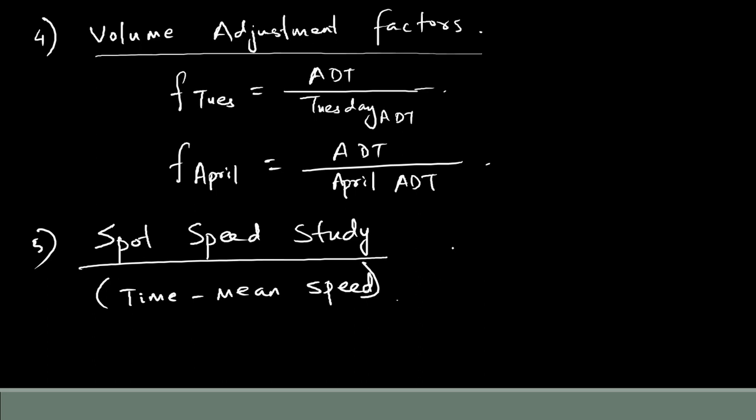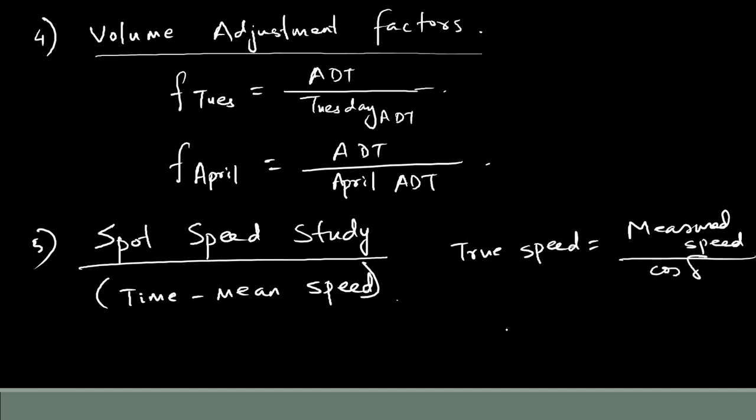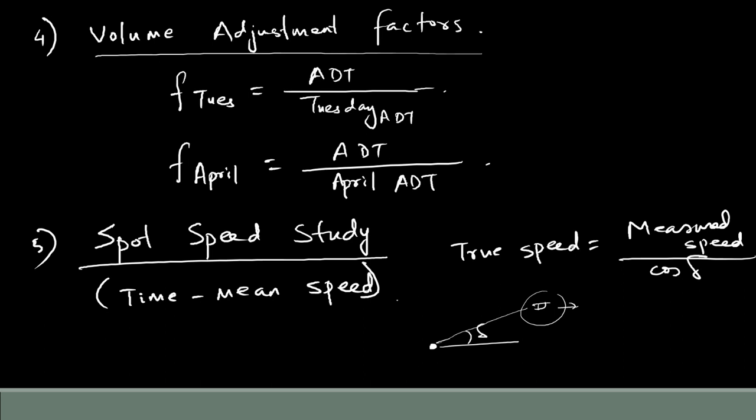And for spot speed, the true speed will be the measured speed divided by cos delta. Let's say you are standing here, the car is here, and the car is going in this direction. This is delta. So you found the measured speed, and whatever it is, divided by cos delta will be the true speed. Okay, and also we need to know this.